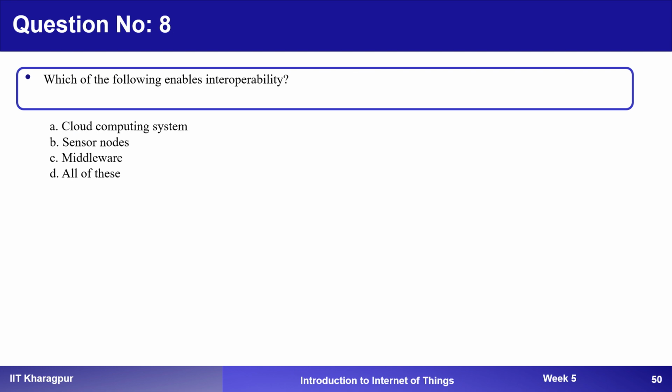Next question is: which of the following enables interoperability? Options are cloud computing system, sensor nodes, middleware, all of these.